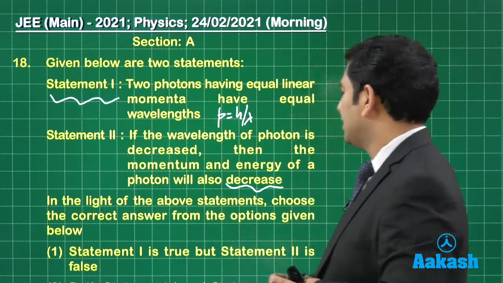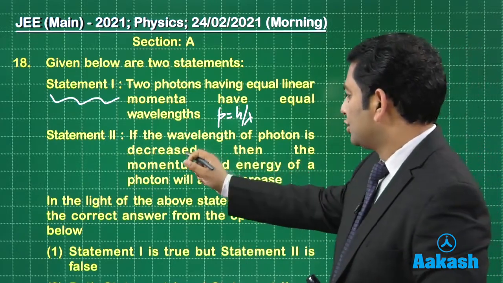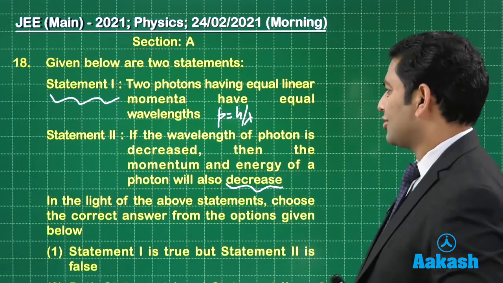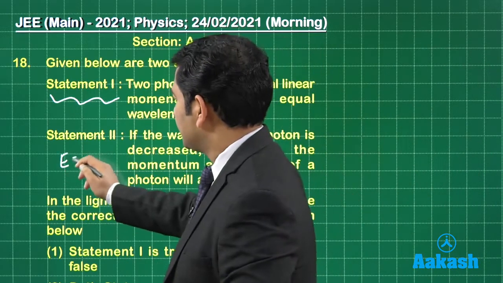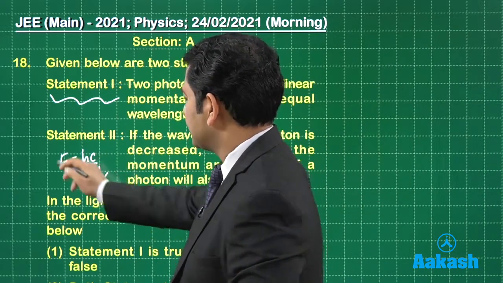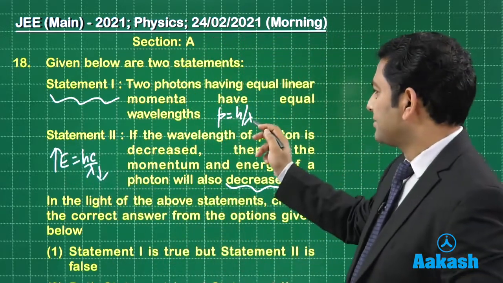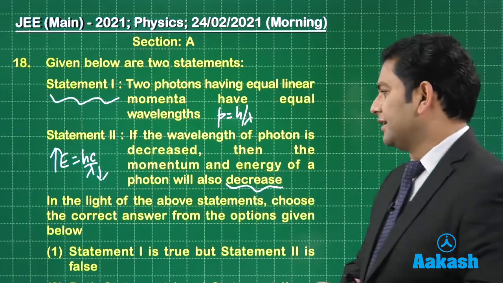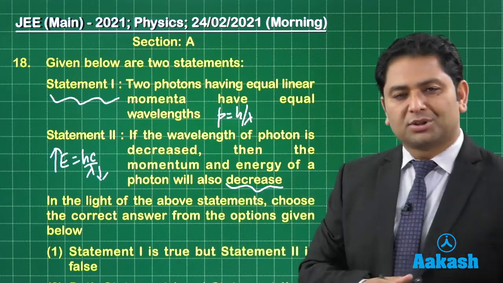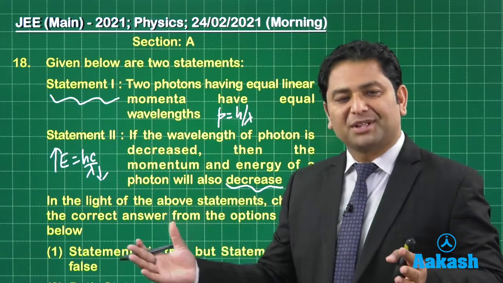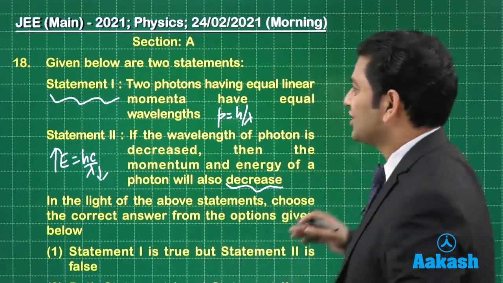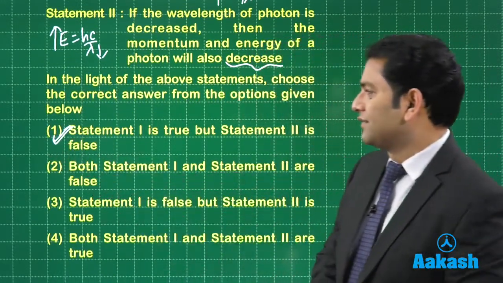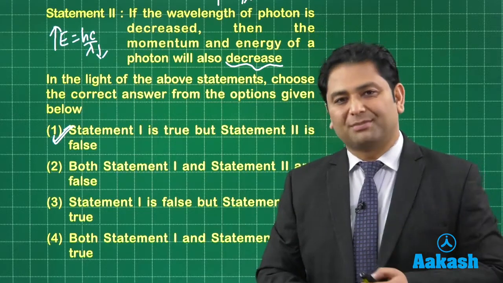What about statement 2? The wavelength of a photon, if it's decreased, the momentum and the energy will decrease. No, that's wrong, because energy is equal to hc by lambda. So if lambda decreases, the energy increases. Likewise, if lambda decreases, the momentum increases. While it says that both momentum and energy decrease, that's wrong. So we could come to the conclusion that statement 1 is correct and statement 2 is incorrect, isn't it? So we have to check that option. If I check it, I'm lucky enough, I could find it in the first option itself. Let's go to question number 19.